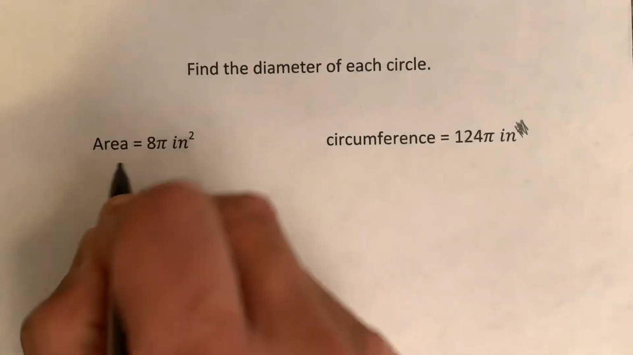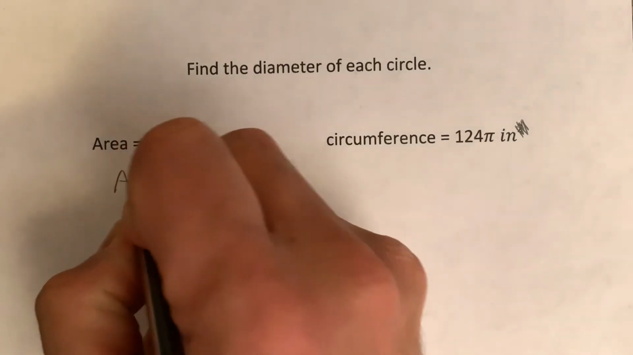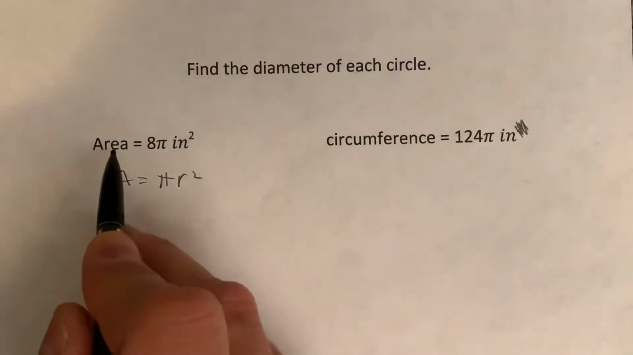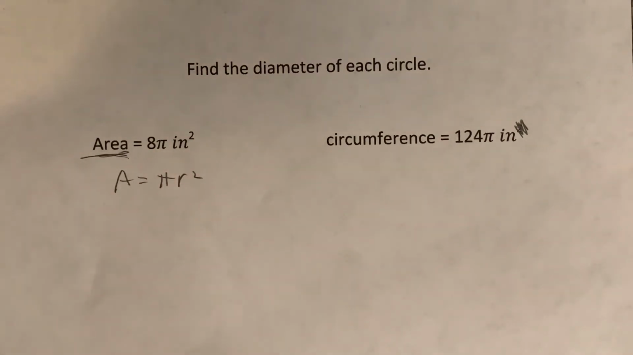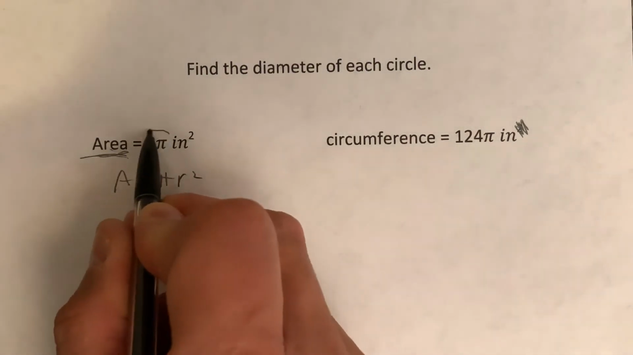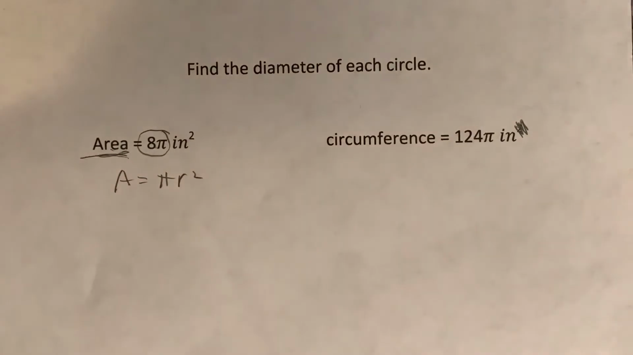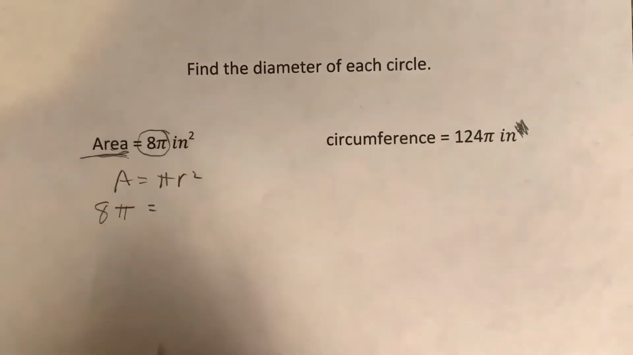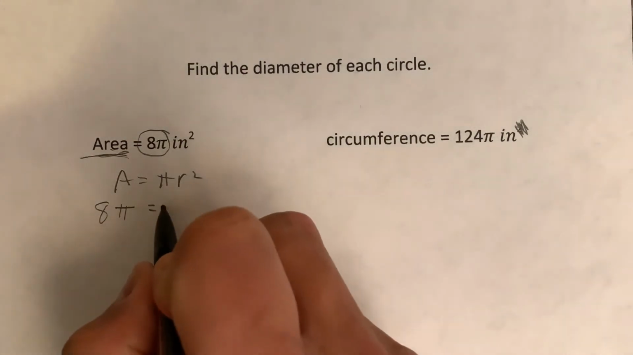So this one, again, start with the formula first. So the formula is area equals pi r squared, because it's the area they give you, okay? Then I'm going to substitute the area with this, 8 pi, because it says that's the area. So I'm going to put 8 pi right here. And then bring down the formula, pi r squared.